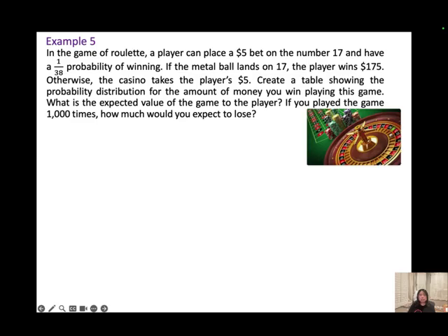Example 5. In the game of roulette, a player can place a $5 bet on the number 17 and have a 1 over 38 probability of winning. If the metal ball lands on 17, the player wins $175. Otherwise, the casino takes the player's $5. Create a table showing the probability distribution for the amount of money you win playing this game. What is the expected value of the game to the player? If you play the game 1,000 times, how much would you expect to lose?